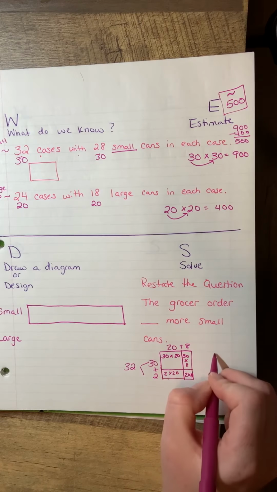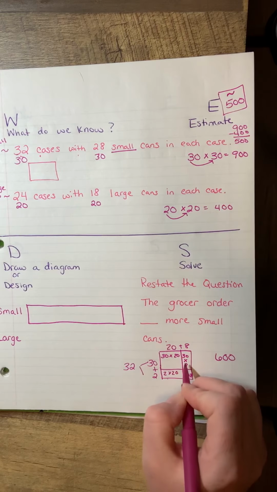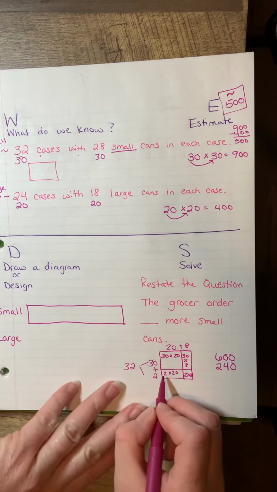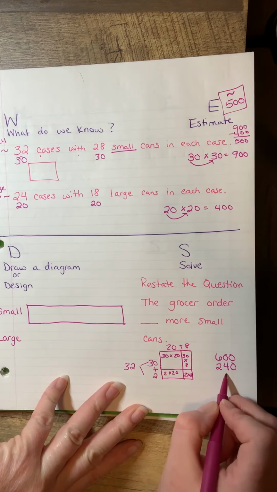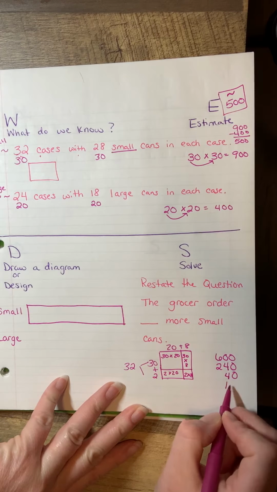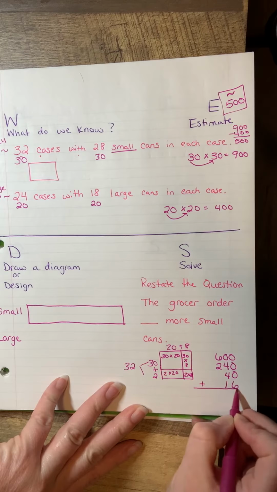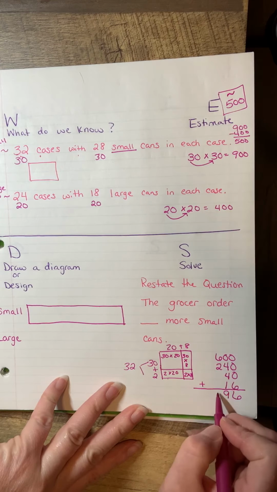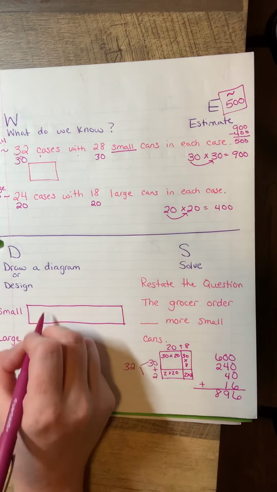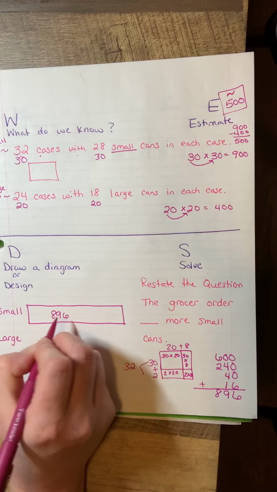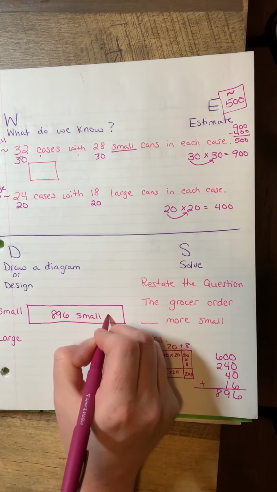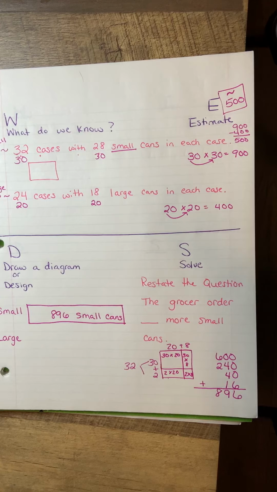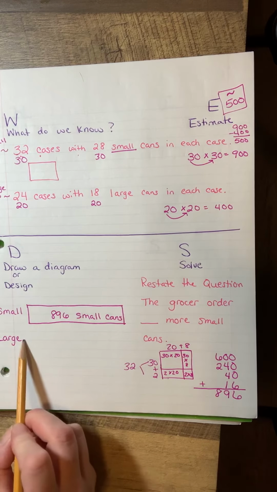3 times 2 is 6. Add 2 zeros, 600. 8 times 3 is 24. Add a 0. 2 times 2 is 4. Add a 0. 2 times 8 is 16. And add it all up. 6, 8, 9, and 8. So I should have about 896 small cans.